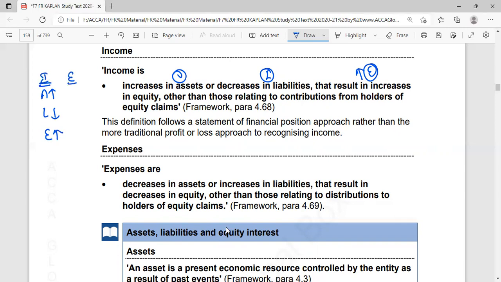Expenses are a decrease in asset or an increase in liability, which leads to a decrease in equity. That is called expense. This type of definition is provided by the financial position approach. Generally, an expense is the total amount spent by the party while receiving goods or services. But here we define it in terms of assets, liability and equity. That's why we call this approach the financial position approach.